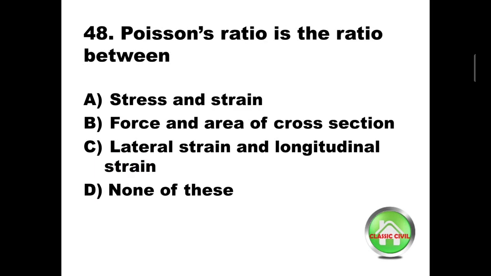Question number 48. Poisson's ratio is the ratio between option A, stress and strain. Option B, force and area of cross section. Option C, lateral strain and longitudinal strain. Option D, none of these. Poisson's ratio is the ratio between, answer is option C, lateral strain and longitudinal strain.